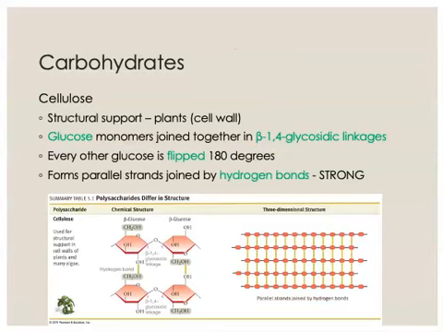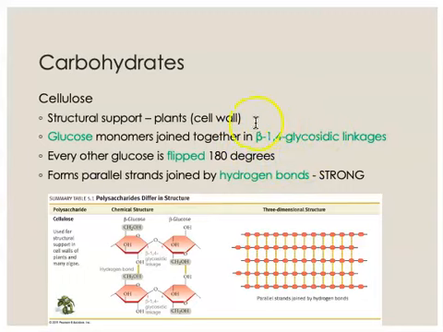Cellulose, remember, is not for energy storage. Plant cells produce cellulose because they need a polysaccharide that's going to give structural support to their cell wall. Cellulose is similar to starch and glycogen in the sense that it's built from lots of glucose molecules. But this time, the glucose molecules are joined together differently. They're joined with a beta-1,4 glycosidic linkage.